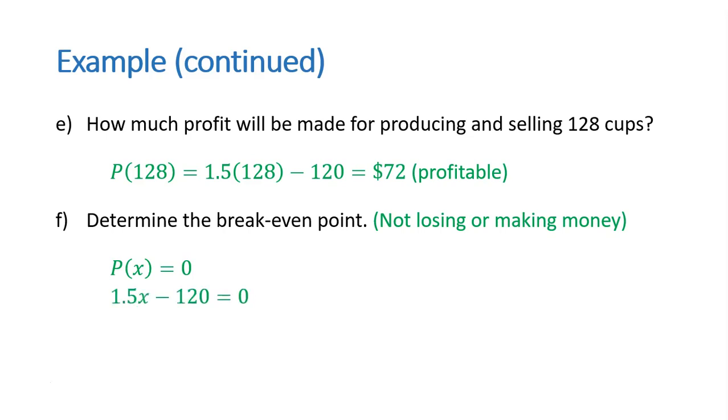So P of X is 1.5x minus 120, so that's equal to 0. We want to know, what does X have to be to make that equation true? Move the 120 over. We have 1.5x is equal to 120, divide by 1.5, and X is equal to 80. So if we want to put it back into the context of the problem, how many cups do we have to make in order to break even, in order to neither lose money nor make money? We have to make 80 cups of lemonade. So we're making 80 cups and we're selling those 80 cups of lemonade.